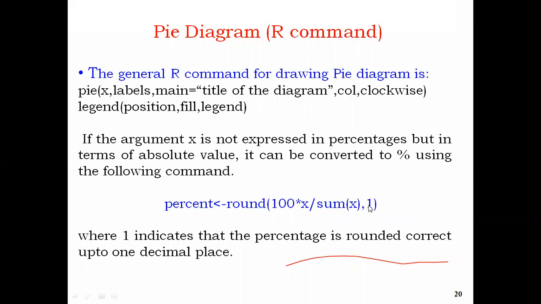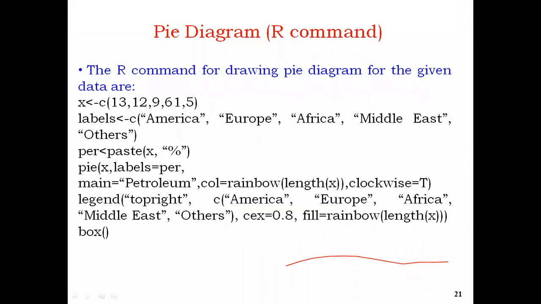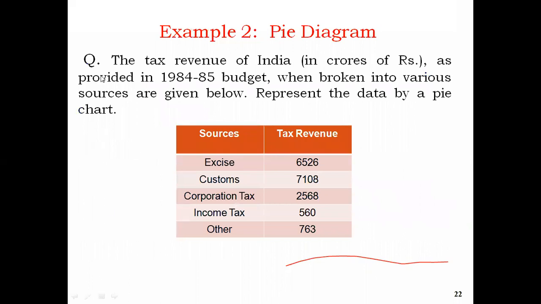And here this 1 indicates that the percentage is rounded correct up to 1 decimal place only, so that's why we are writing 1 here. Okay, so this is the command, just try to remember. So this is all about the pie diagram, and here I am giving one example for you also.